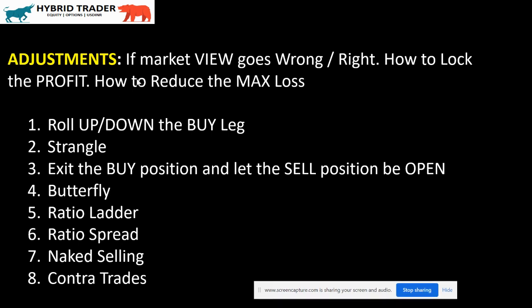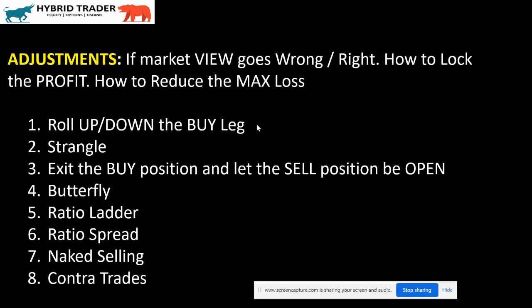Whenever we're deploying a debit spread, right, you saw 1:3. So what adjustments are we supposed to do when the market goes against our view? We need to have some strategies. And what if the market went up and we already see 3 to 4% of profit, how do we lock the profit? So basically the adjustments are about how to lock your profit or how to reduce the max loss.